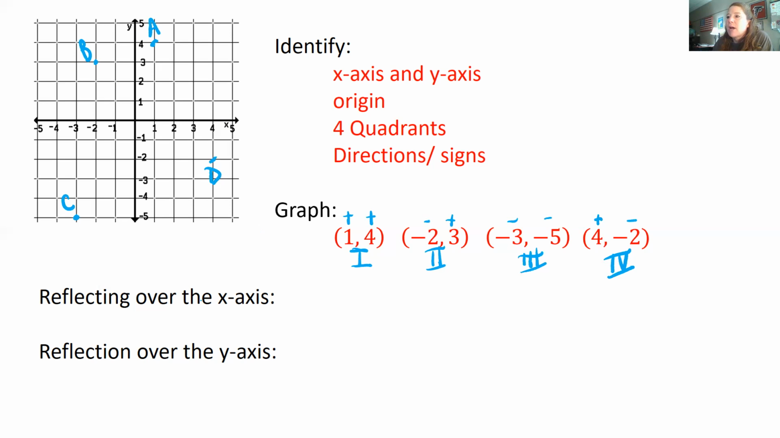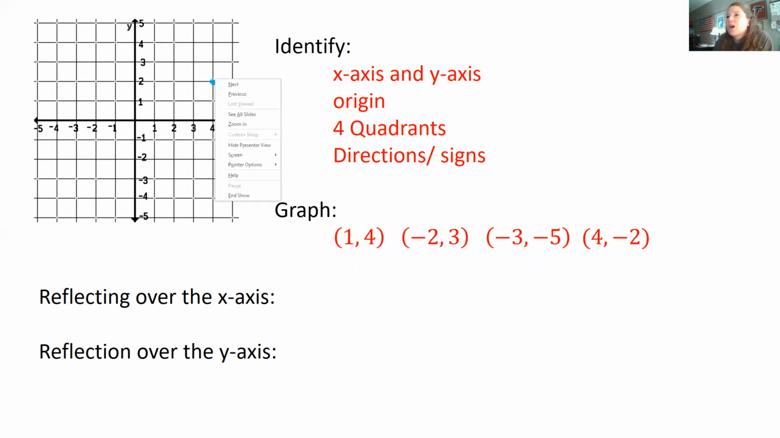All right, now a reflection. Like if you get up in the morning and look in a mirror, you are seeing your reflection. So let's say we start with a point like this point right here. We'll call that point W, and we want to reflect it over the x-axis. First thing you need to do is ask yourself, which of the 2 axes is the x-axis? Obviously it's this one, right?